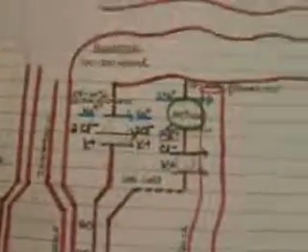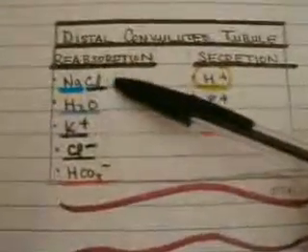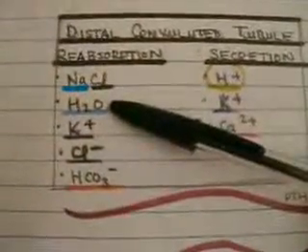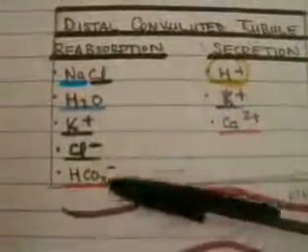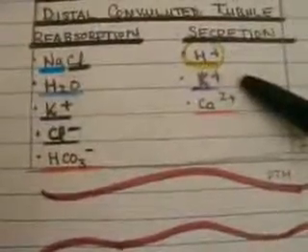So we can see here that the distal convoluted tubule is involved with the reabsorption of sodium and chloride, water, potassium and chloride, as well as bicarb. And the secretion of the distal convoluted tubule is involved with the H plus proton, or the hydrogen ion, potassium and calcium.